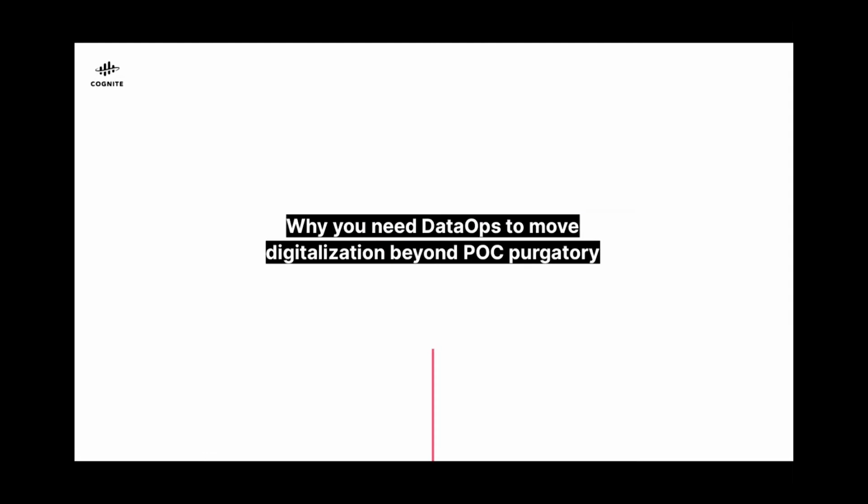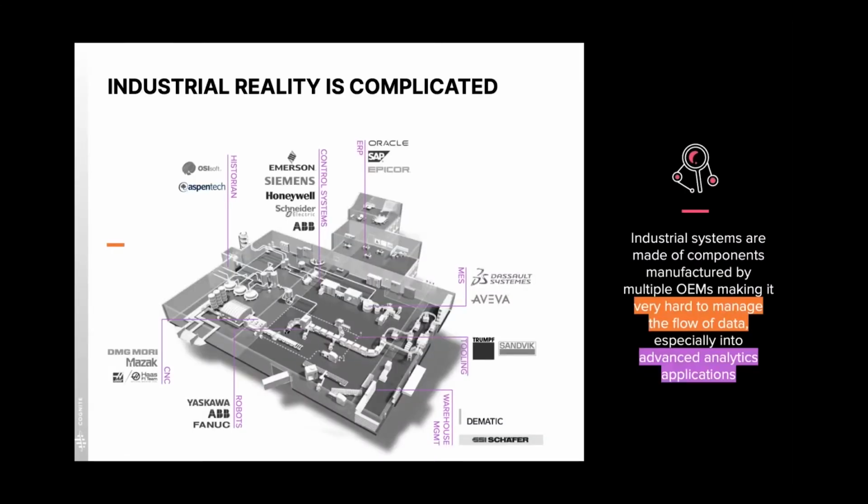So why do you need DataOps to move digitalization beyond proof of concept purgatory? Now, obviously, and why is it difficult? Well, our industrial reality is complicated. It is not easy. We don't deal with one system. We don't deal with one type of data. We don't deal with very stable data in that sense. And it is also very difficult at times to assure that the data is what we believe it to be, and that the quality or the provenance of the data is appropriate.